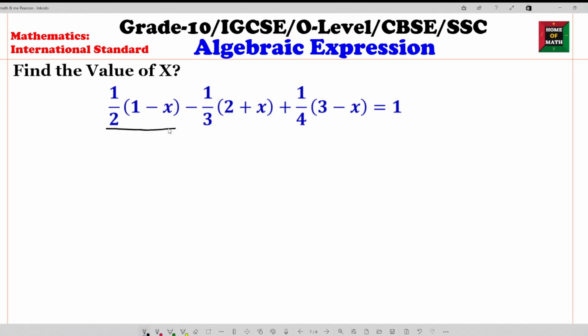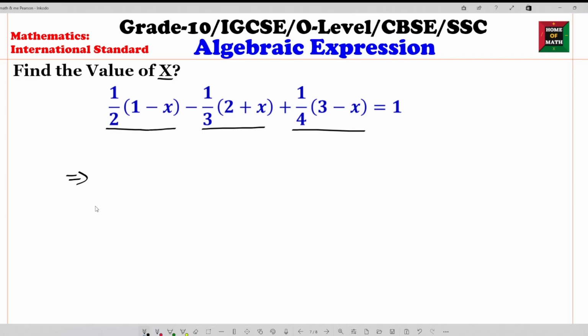1 by 2 times (1 minus x) is the first one. 1 by 3 times (2 plus x) is the second one. 1 divided by 4 times (3 minus x) is the third fraction, equal to 1. In this algebraic equation we try to find the value of x. We can solve this math in lots of ways.